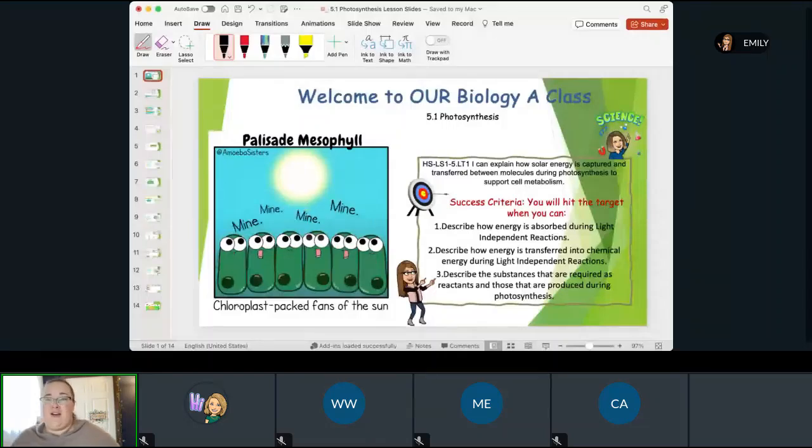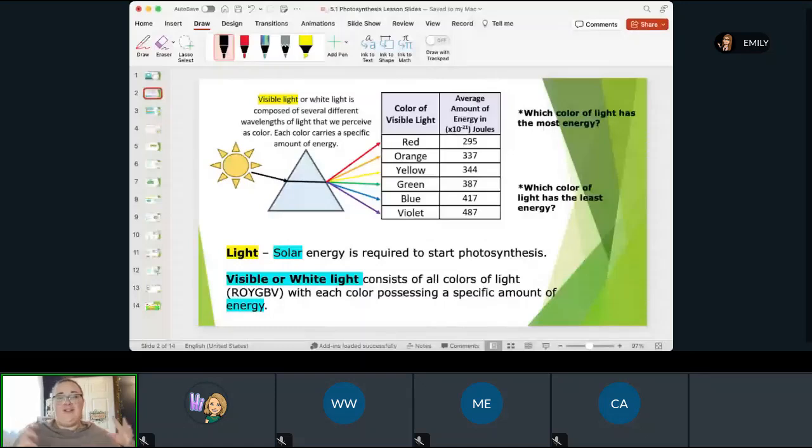Right, so we are talking about photosynthesis today, okay? We already went through this slide. Now you can see the GIF moving and saying the my. But we're going to start out today with talking about light.